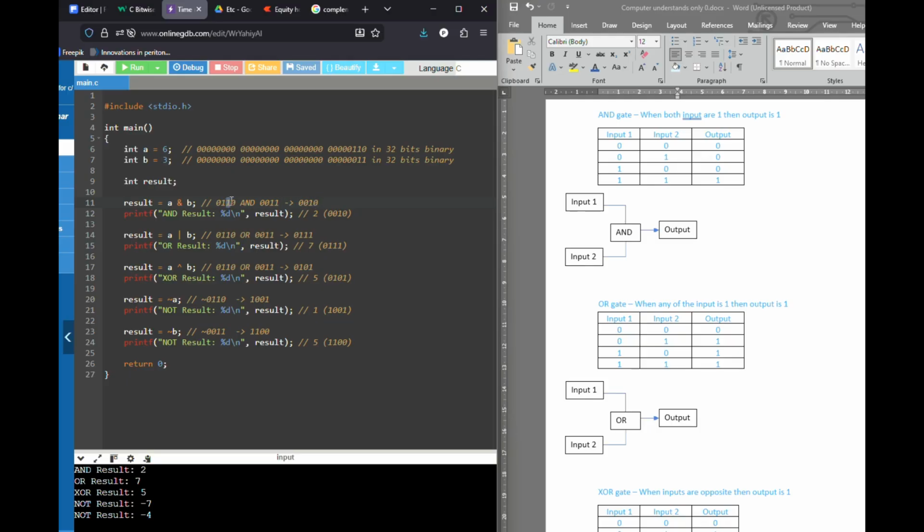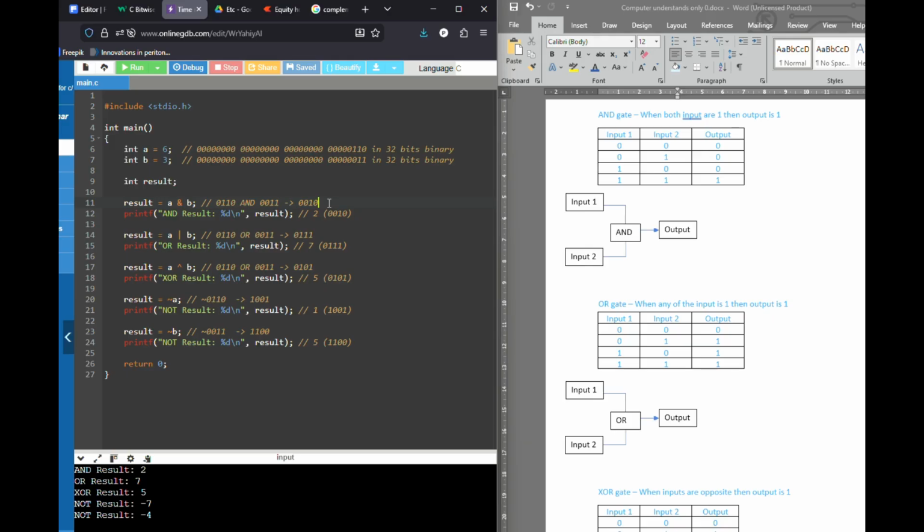And for the second bit, 1 and 1, when both are 1, the output is 1. Yes, the output is 1 here. And for the next bit, 1 here, the input 2 is 0. That means 1 and 0, and 1 and 0 means the output is also 0. You can see output 0 here. And for the last bit, 0 and 0, when both are 0, the output is 0. That means the output is 0010.